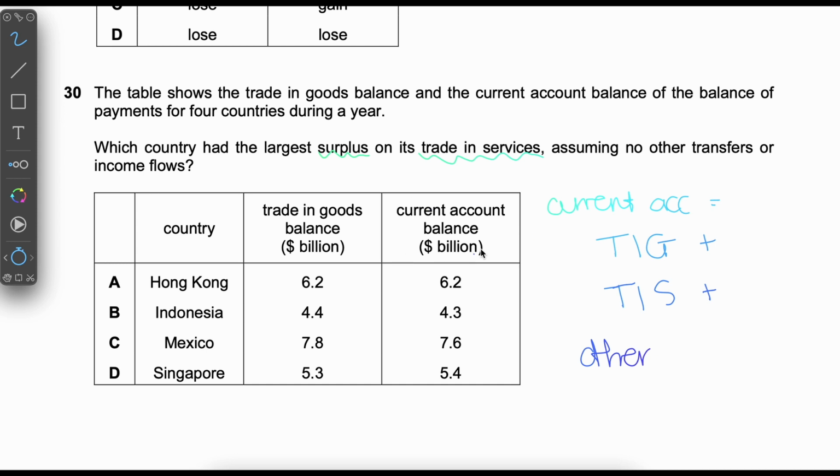Okay, so essentially, if we know that there are no other transfers or income flows, to find the trade in services, we would have the current account figure minus the trade in goods figure, and that will give us our trade in services figure. Okay, so Hong Kong, 6.2 minus 6.2 is 0, 4.3 minus 4.4 is negative 0.1, 7.6 minus 7.8 is negative 0.2, and 5.4 minus 5.3 is a positive 0.1. So our answer for our last question is D.